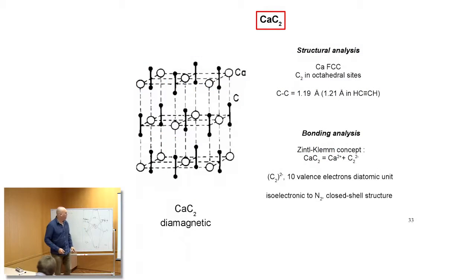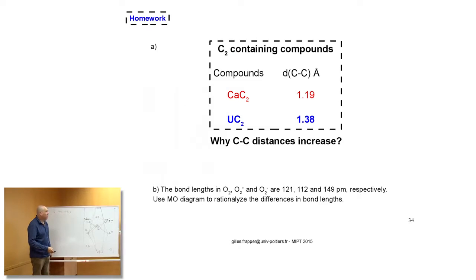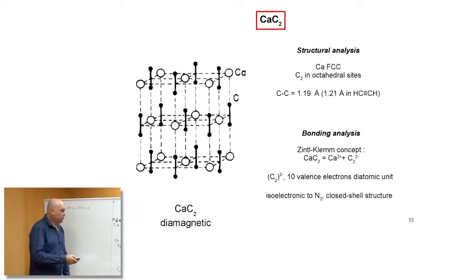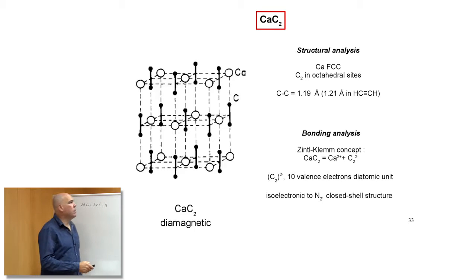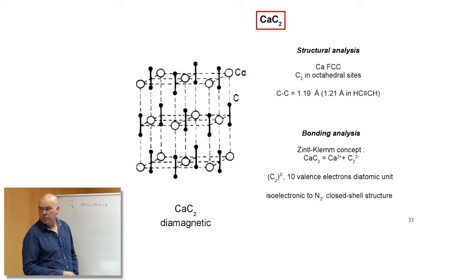Let's continue. As a practical case, I switch to solid state now, okay? A solid state problem. Looking at this well-known compound, calcium C2, CaC2. Here you have a representation of the unit cell, the conventional unit cell. You may see in white the calcium atoms.